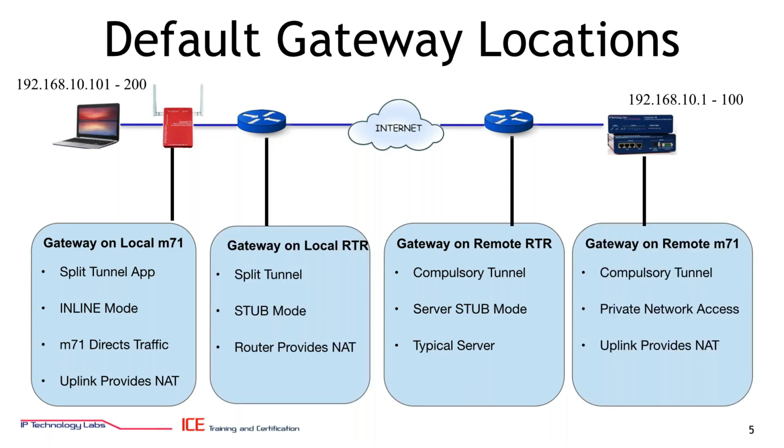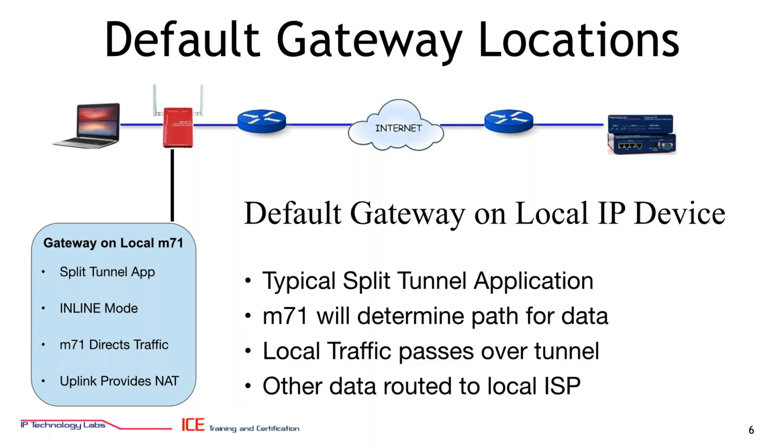Now you could really use any access point as your default gateway, but the two that we discussed are the most common, and I want to walk through each of these different scenarios. So if I use my local IpTL device set up in an inline mode, I'm connected to the local side of my IpTL device, and its uplink is connected to an ISP or a local router. I'm in an inline mode. If I send traffic to him that's destined for the internet, he will route it out his local ISP connection.